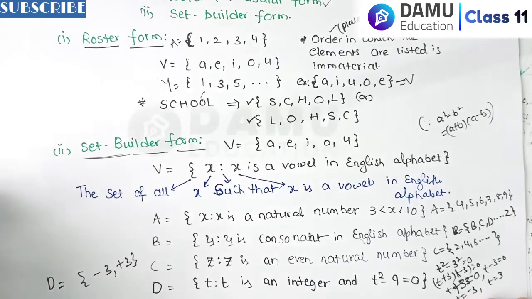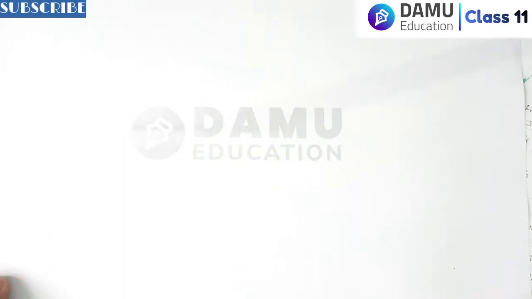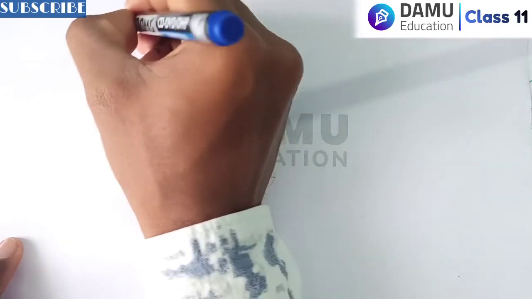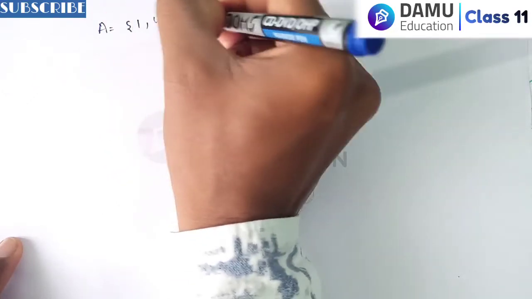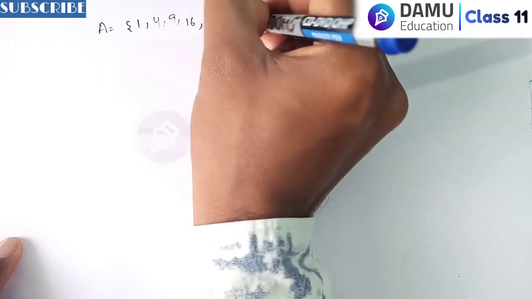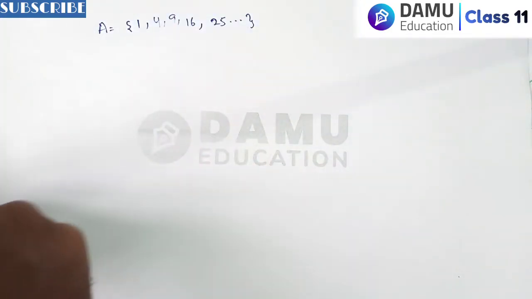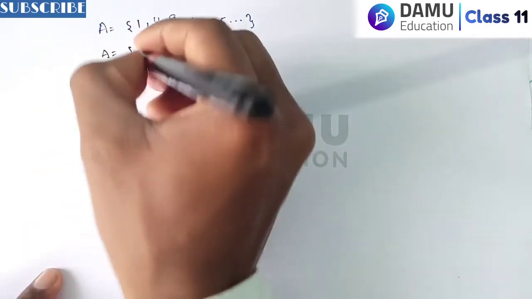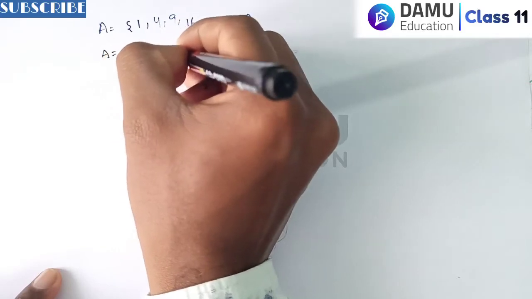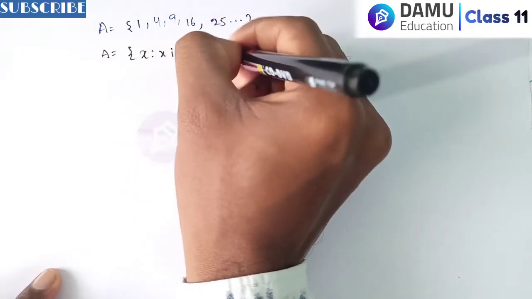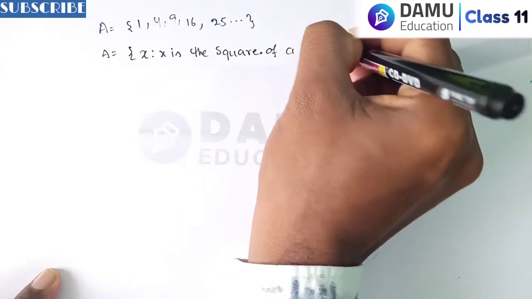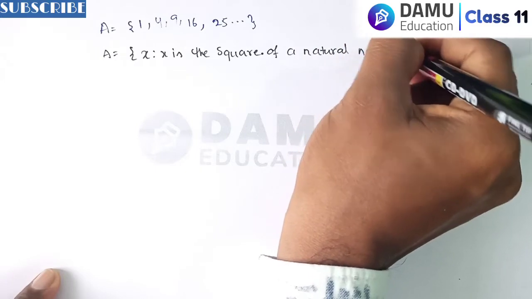So you have to write it this way. And one more condition I will explain here. What are the things we need? So first one, let's take set A equal to 1, 4, 9, 16, 25 up to this. This is a roster form. Now we can write this as a set builder form. So A is equal to the set of all x such that x is the square of a natural number.